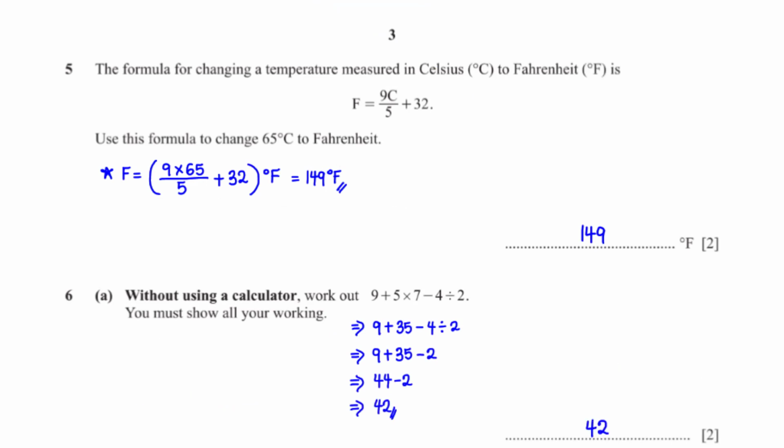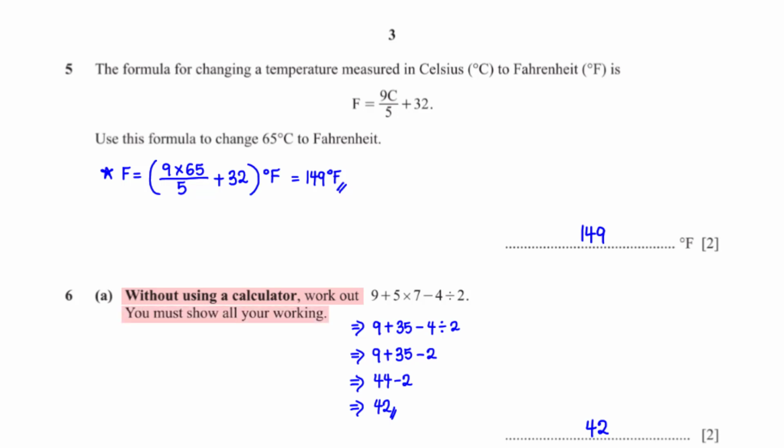The formula for changing a temperature measured in Celsius to Fahrenheit is F equals 9C over 5 plus 32. Use this formula to change 65 degrees Celsius to Fahrenheit. All we need to do here is plug in 65 into the given formula. This gives us 149 degrees Fahrenheit.